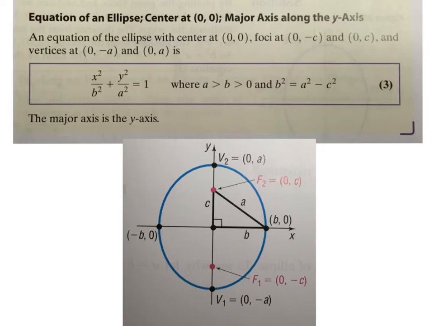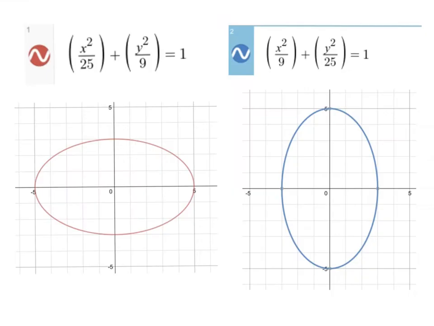Now notice that if the major axis is along the y, this b squared comes first. So if you're ever looking at an equation and the second number here in the denominator is greater, you know that it's going to be centered at 0, 0, and it's going to be along the y-axis. And you would flip that for the last type of ellipse.